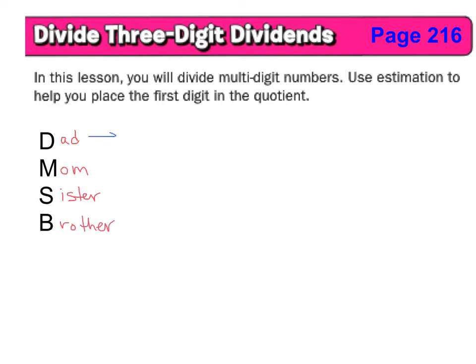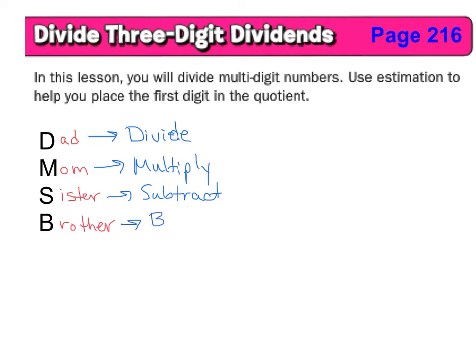So the D stands for doing your division first. M says then go ahead and multiply. S stands for subtract. And brother stands for bring down. So as we go through our division problem, we need to remember that we need to divide, then we multiply, subtract, and bring down. So let's take a look at a problem to see how this works.